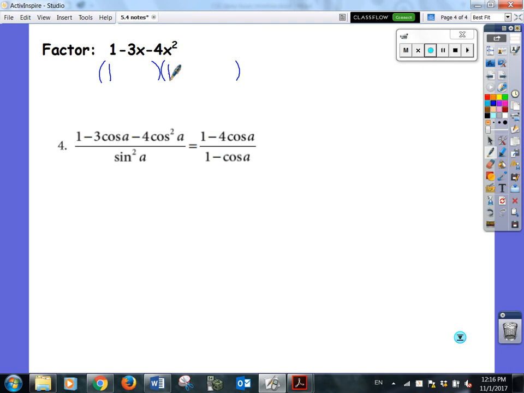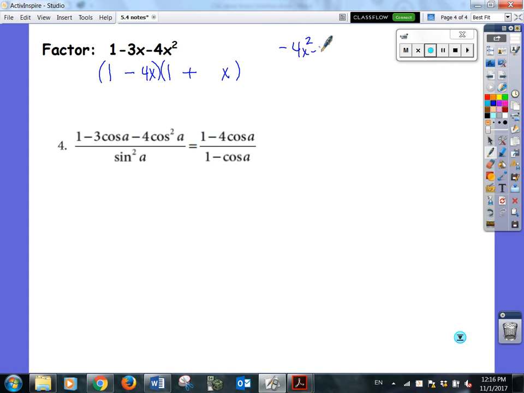So with 4 and 1 or 2 and 2, 2 and 2 can't get us a 3, but 4x and 1x can. So we split up the first term, we split up the last term, and then we put the correct signs. We need a minus 3x. So minus 4 plus x. A simple factoring problem. Now, that's sometimes a little backwards. You normally like to see it the other way, which is possible. It could be written the other way.